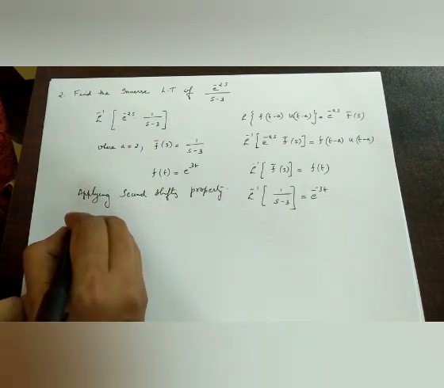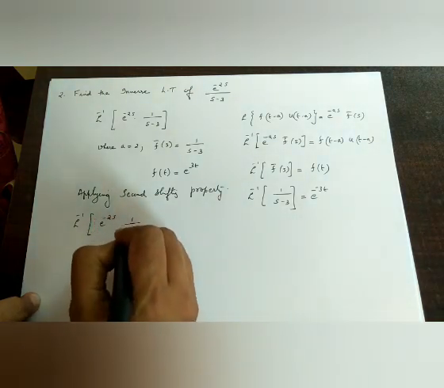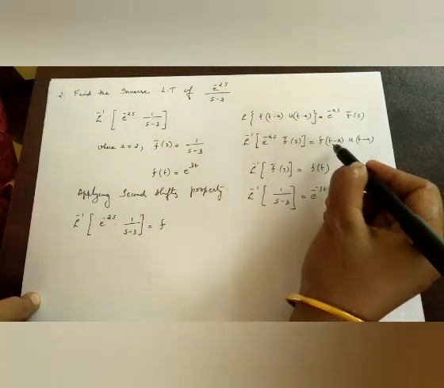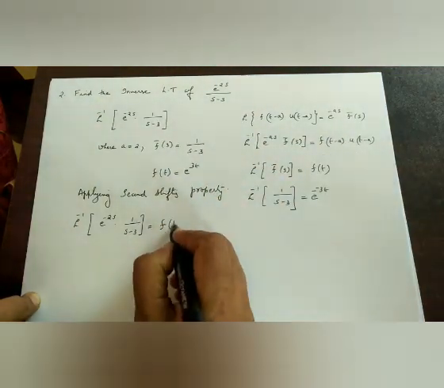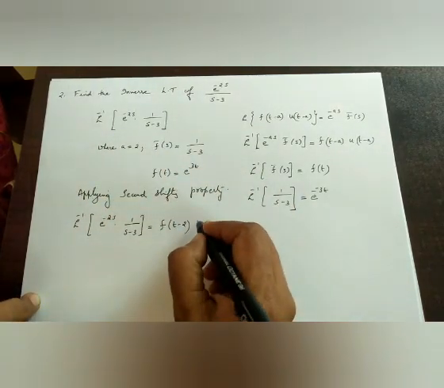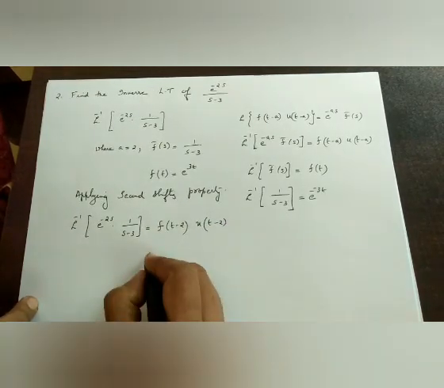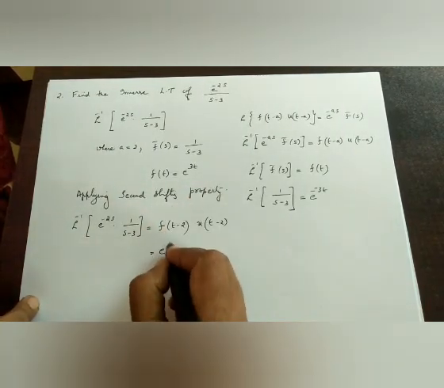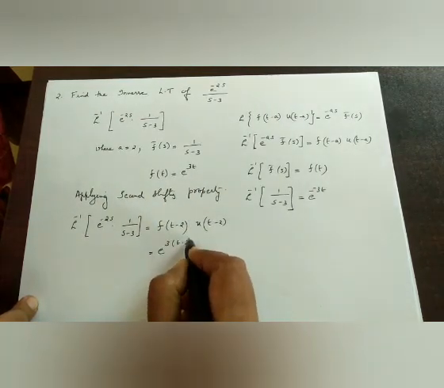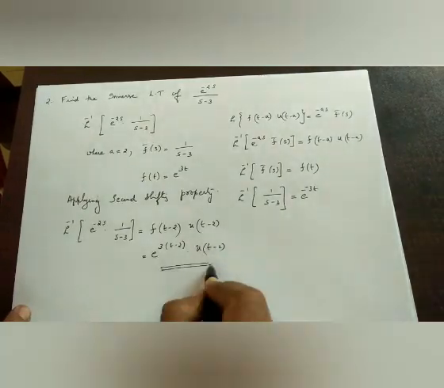L inverse of e raised to minus 2s into 1 by s minus 3 is equal to f of t minus 2, since t minus a means t minus 2, and u of t minus 2. What is f of t minus 2? E raised to 3 into, in the place of t we have t minus 2, into u of t minus 2. This is the final answer.